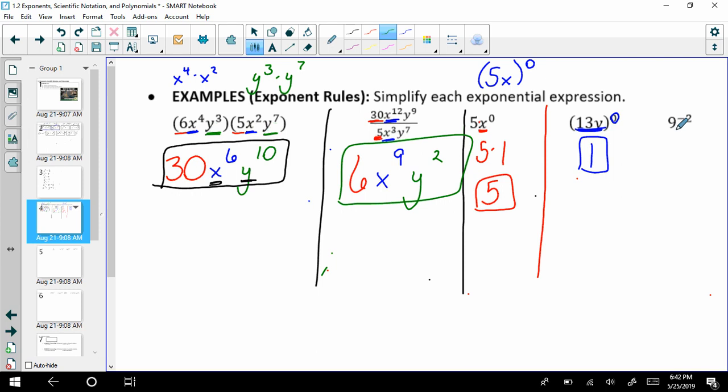And this next example, 9 to the negative 2, since I have a negative exponent, to turn it positive, I'm going to use the property that says we just move it to the other side of the fraction. And now I just need to do 9 squared. So 9 times 9, this answer is 1 over 81.